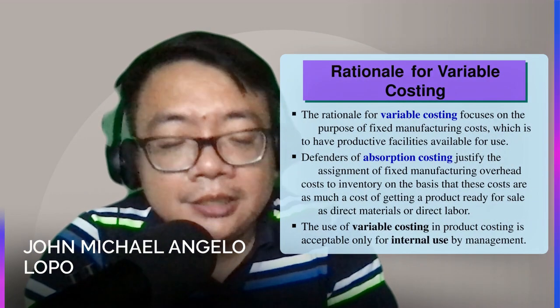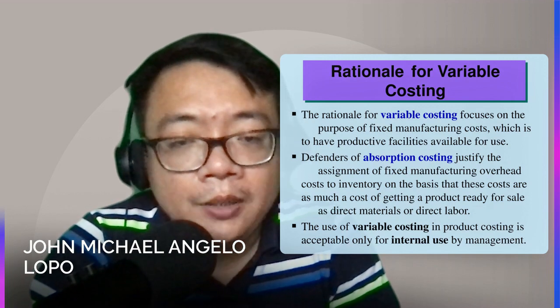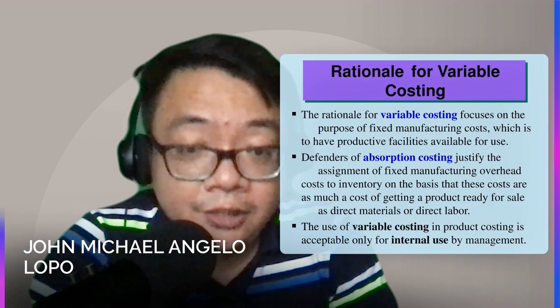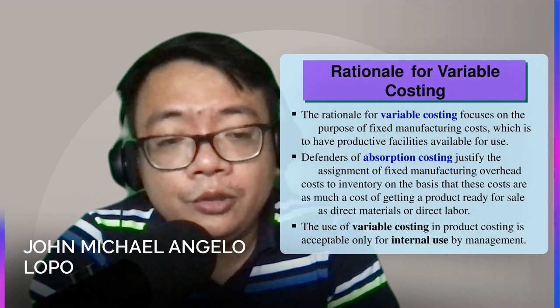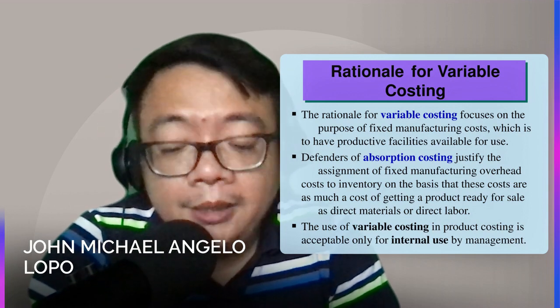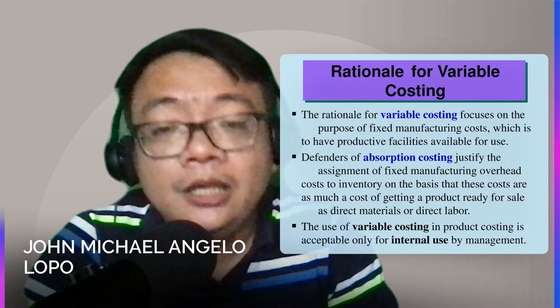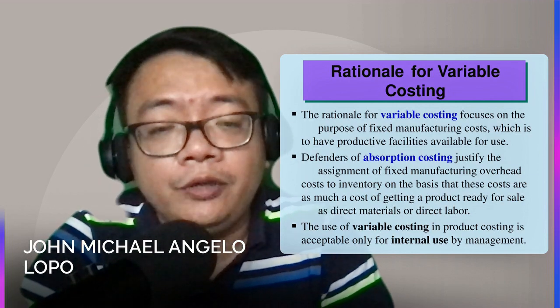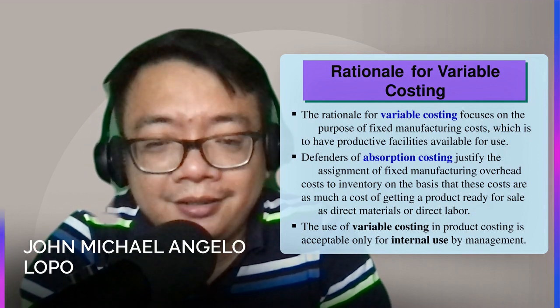In layman's term, class, sabi ng variable costing, hindi kailangan ang fixed manufacturing cost because in terms of the productive facility daw, parang lagi nang mayroong variable cost, fixed manufacturing overhead. Pero sabi naman ng absorption costing, kailangan natin kasama lahat, including the fixed manufacturing overhead. Kasi kung walang fixed manufacturing overhead, sa tingin mo bubuo ang product?